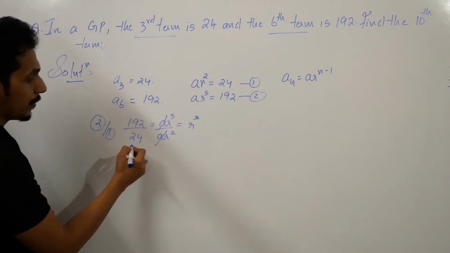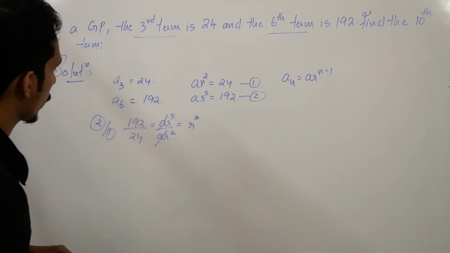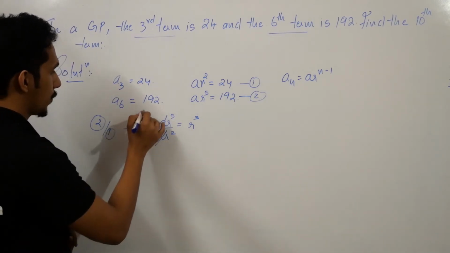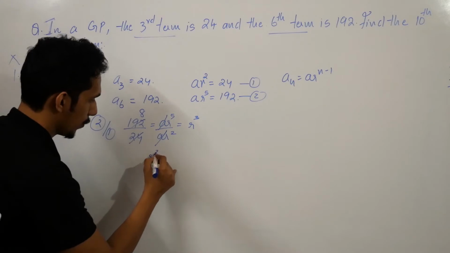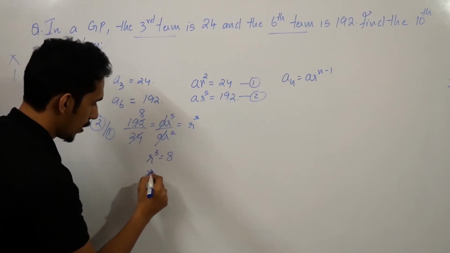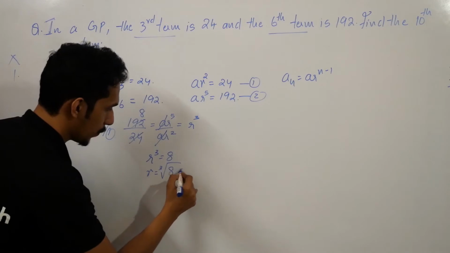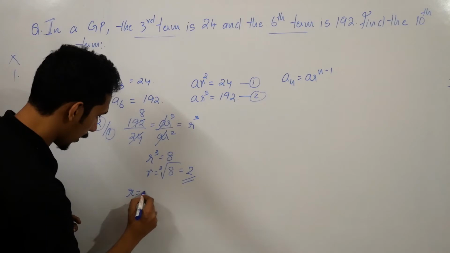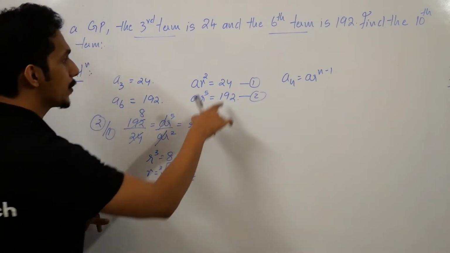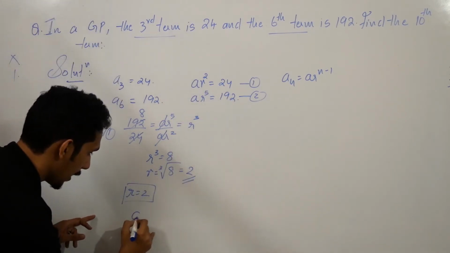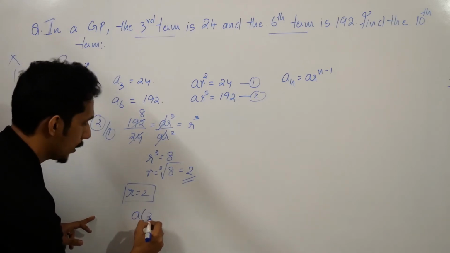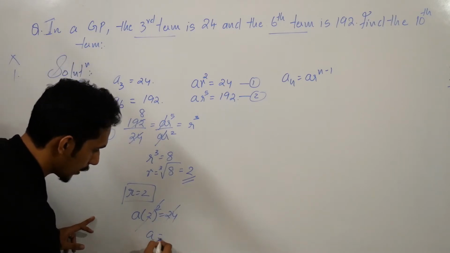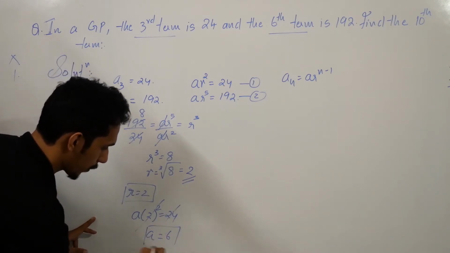So 24 into 8 is 160 plus 32. So R cube is equal to 8. R is equal to cube root of 8, which, everybody knows, is 2. So here you have the value of R as 2. Can we substitute and find the value of A? Yes, we can. A into R square, that is 2 square, is 24. So 2 square is 4, 24 by 4, A is equal to 6.